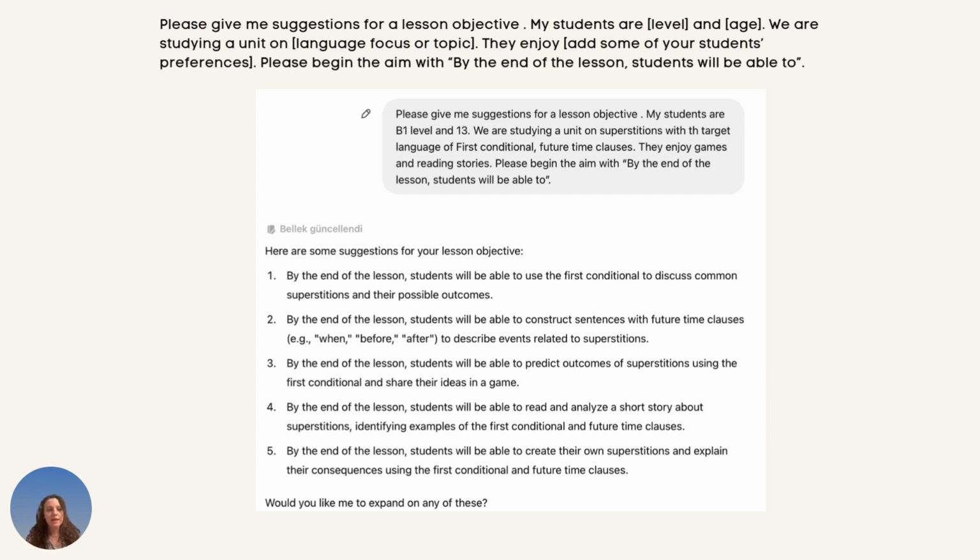And as you see, it gave me 5 different objectives. You can just look at them, you can use them as they are, or you can edit them, or you can ask AI to edit them. As it asks you, would you like me to expand any of this? So you can give another prompt for a follow up and work on these objectives together.